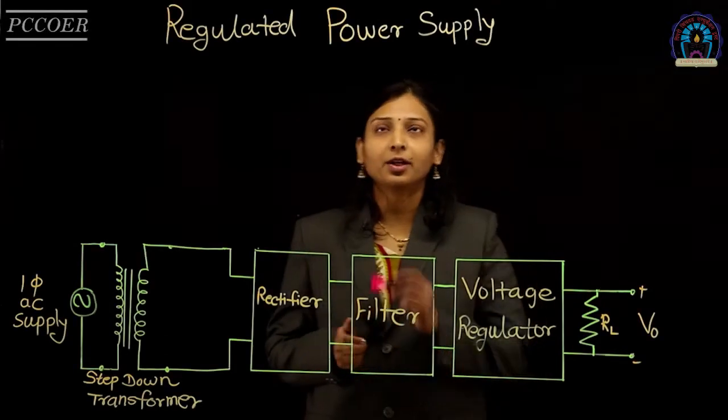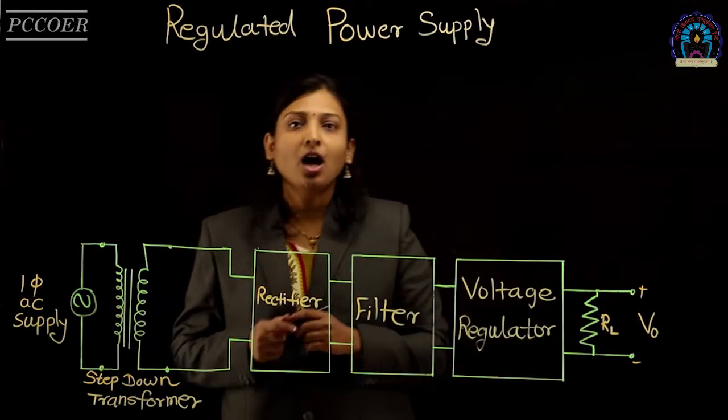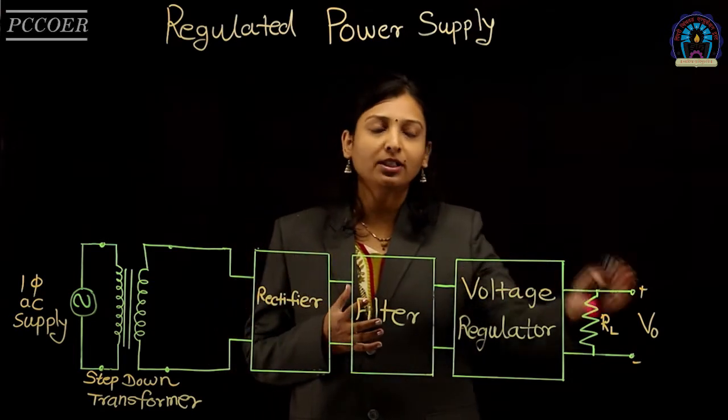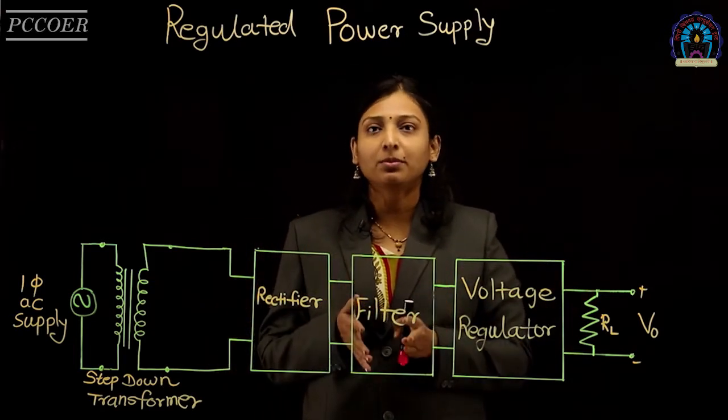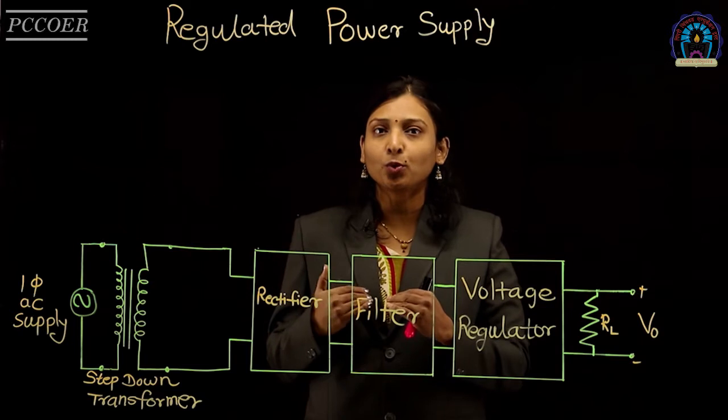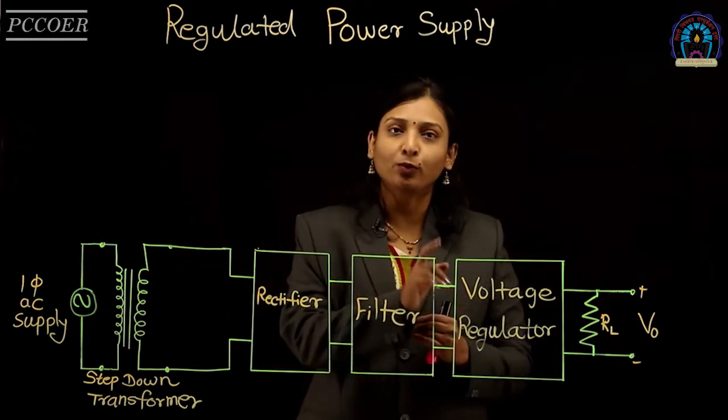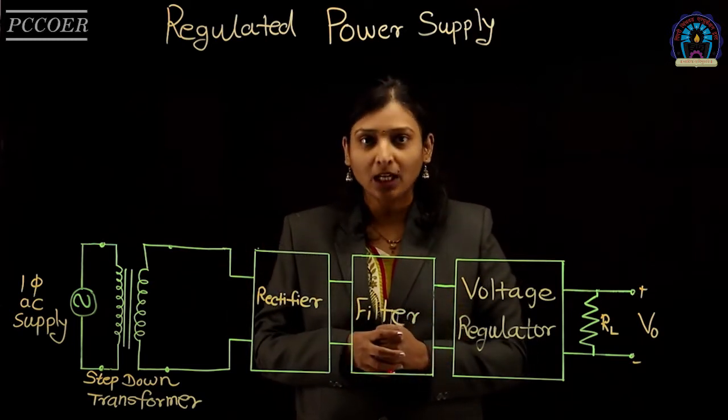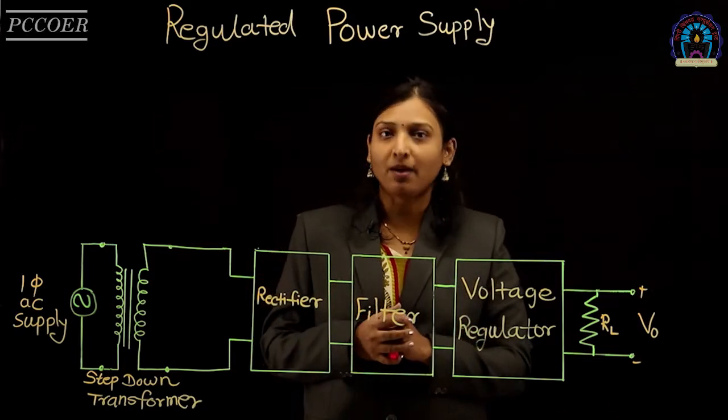We will discuss the regulated power supply. We want to generate the constant DC supply. For that purpose, which elements we have to use and which process we have to follow, we have to see here. So we have to see the detailed block diagram of the regulated power supply.